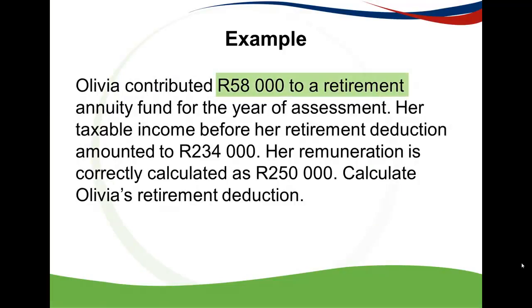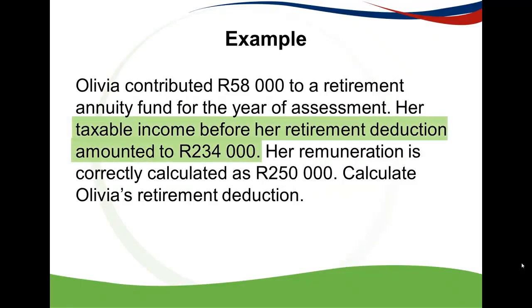Olivia contributed 58,000 Rand to a retirement annuity fund for the year of assessment. She made a contribution to an RAF, so she's entitled to this deduction. Remember, you can only get this deduction if you actually contributed to a retirement fund. Her taxable income before her retirement deduction amounted to 234,000 Rand. Her remuneration is correctly calculated as 250,000 Rand, and you need to go and calculate Olivia's retirement deduction.